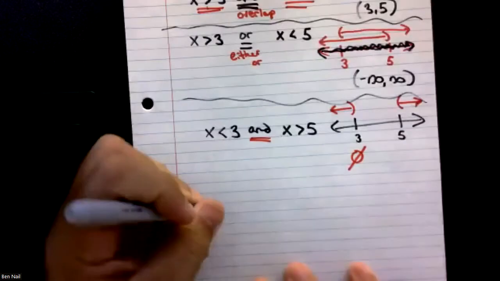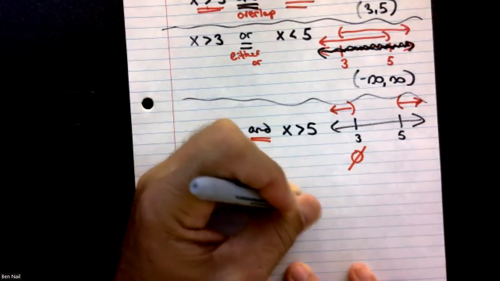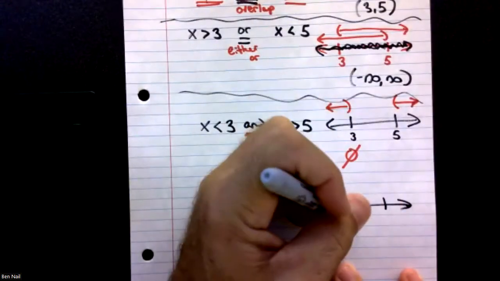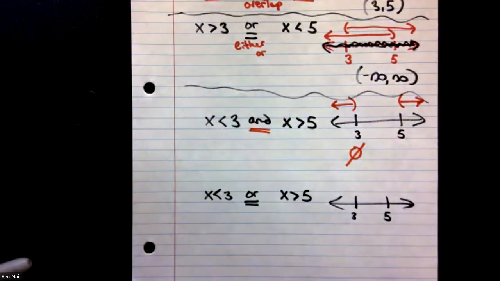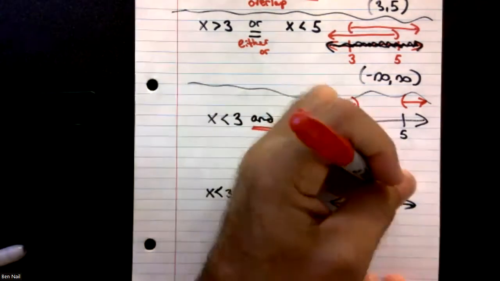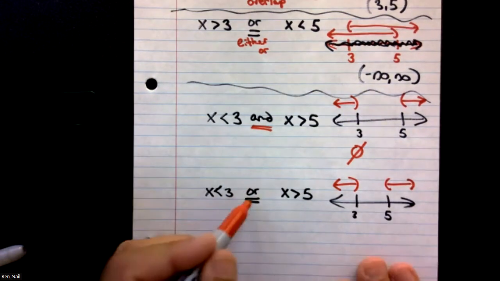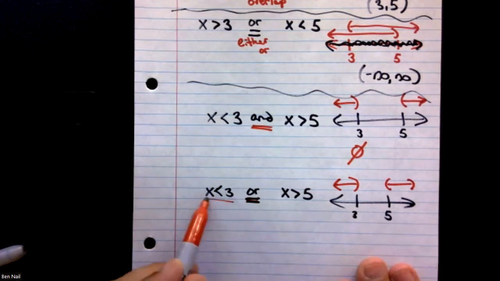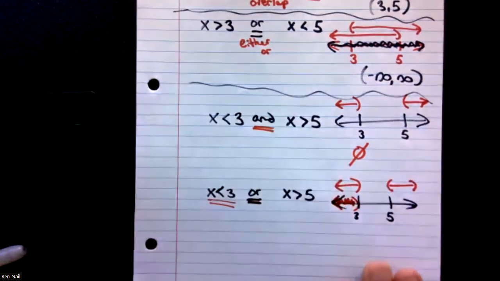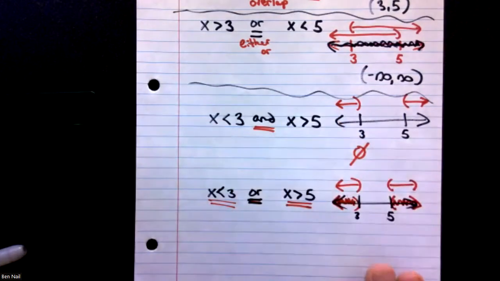Okay, compare that to doing the exact same thing, just if this was an "or." Okay, again, everything smaller than 3 goes that way. Everything bigger than 5 goes that way. Again, this is now an either/or, so I need to make sure I'm shading everything smaller than 3. So that would be all of these. I need to shade everything bigger than 5. That would be all of these.